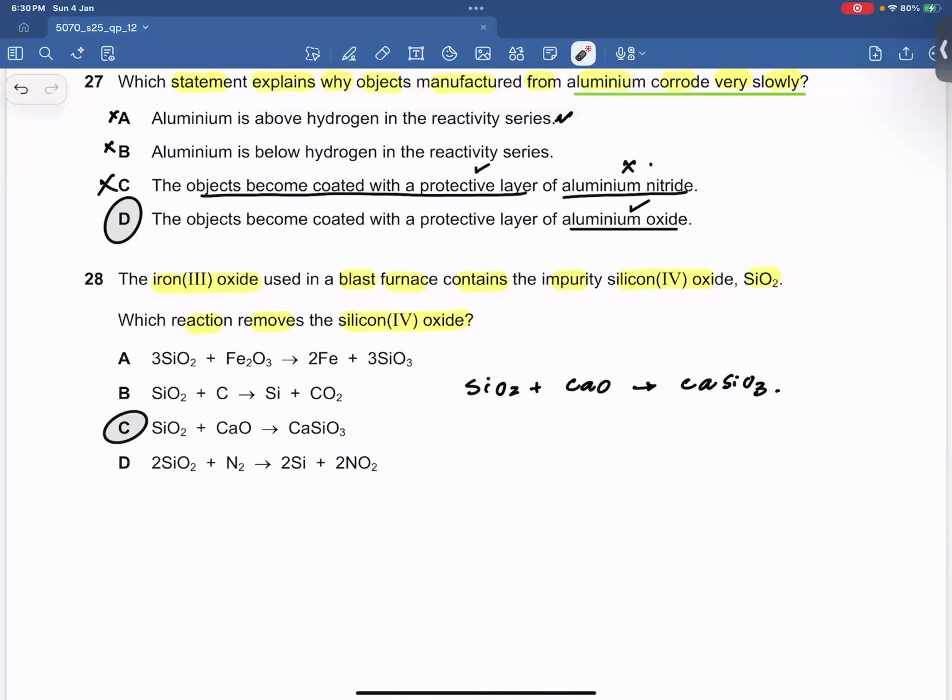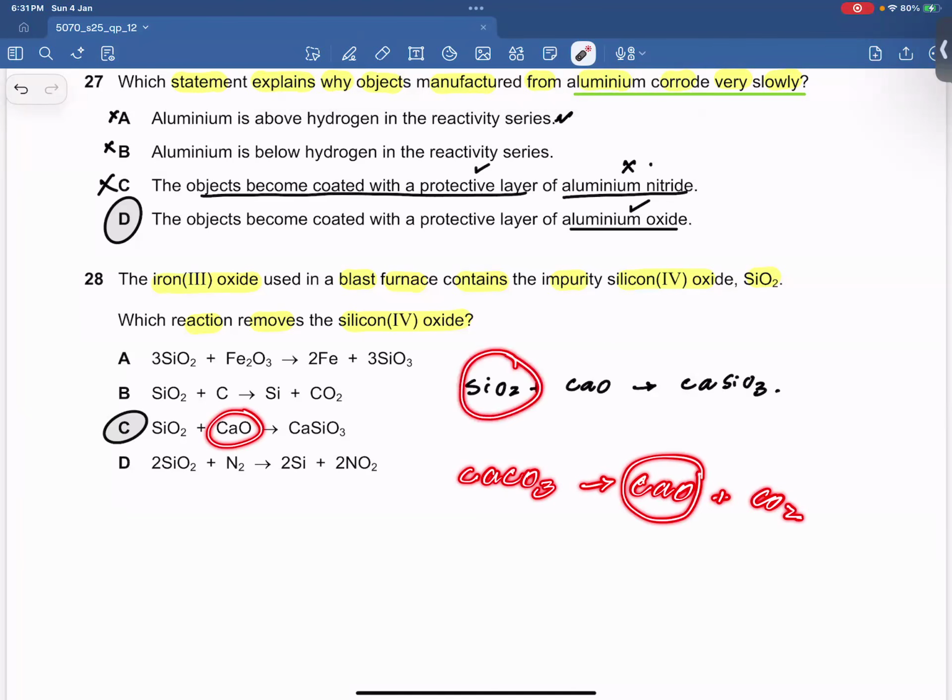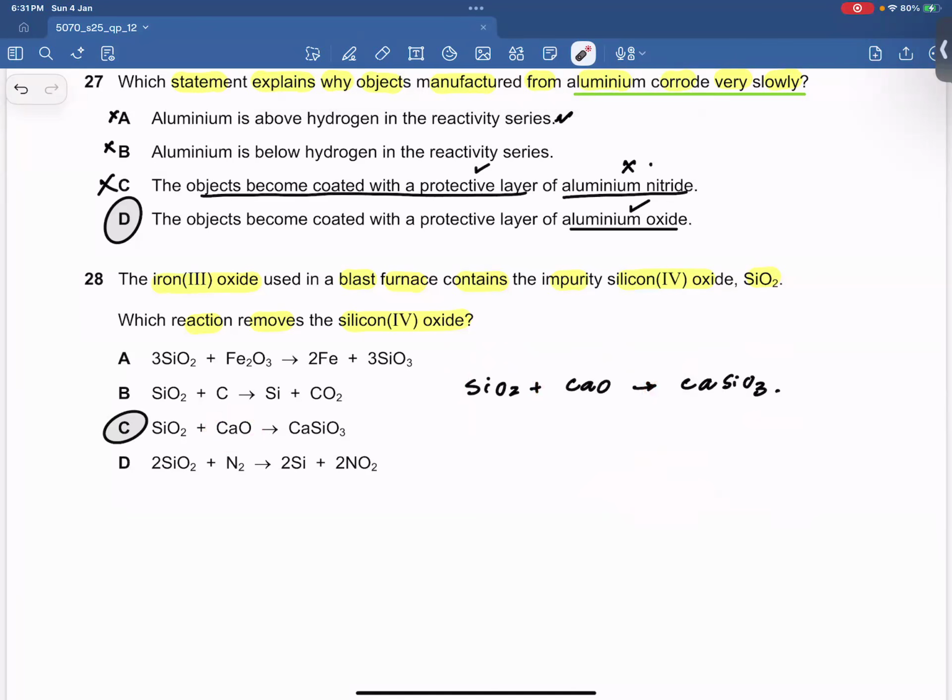And how did we get calcium oxide? Calcium oxide is formed due to the thermal decomposition of calcium carbonate. So calcium oxide comes from calcium carbonate. Silicon dioxide is an impurity. They will react together, converting into calcium silicate, which is the slag.